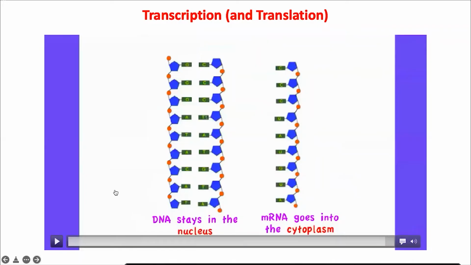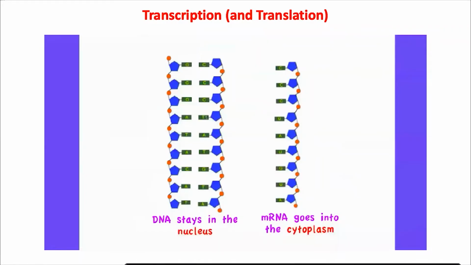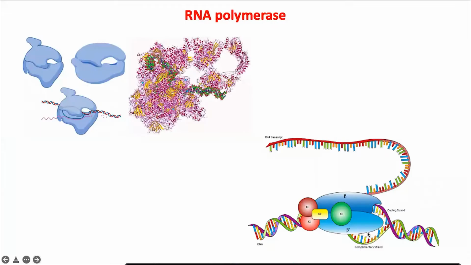And in your mind, you should compare and contrast the two processes: DNA replication done by DNA-dependent DNA polymerase, and RNA synthesis, which is done by DNA-dependent RNA polymerase. Okay, so let's now just look at the machine which is doing all this work. And this machine is RNA polymerase.